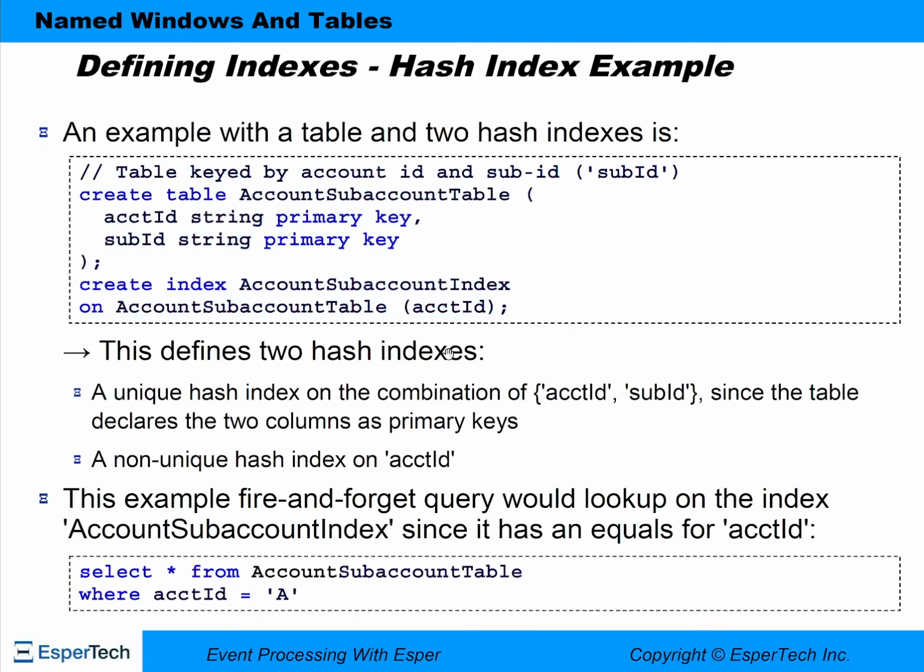This defines two hash indexes: a unique hash index on the combination of account ID and sub ID, since the table declares the two columns as primary keys, and a non-unique hash index on the account ID. This example fire and forget query would look up on the index account sub-account index since it has an equals for account ID. Select from account sub-account table where account ID equals quotes A.